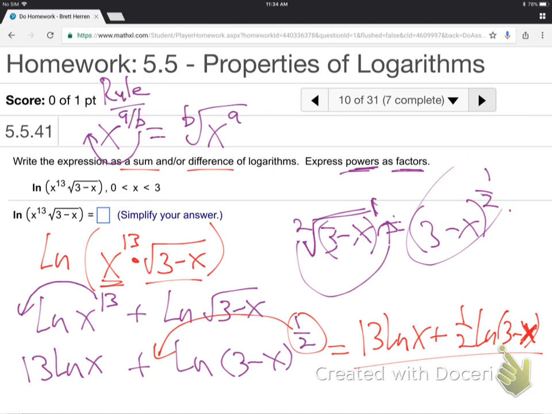It'll come up a lot. When you see square roots, that's a half power. It always means a half power. It's just not always useful to show it, but it often is. Is that good on that? Square roots are half powers. Okay.